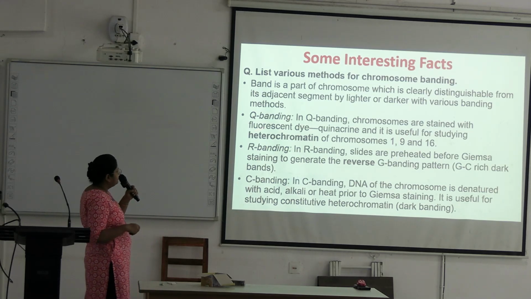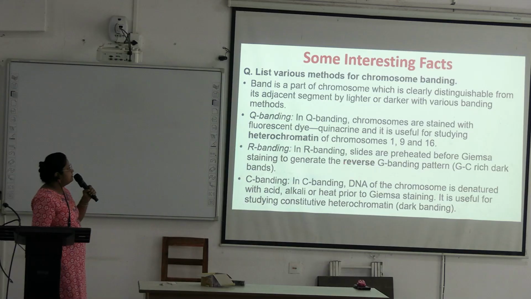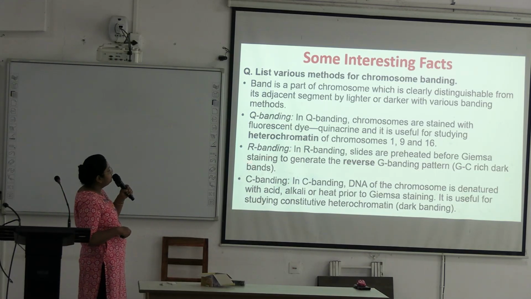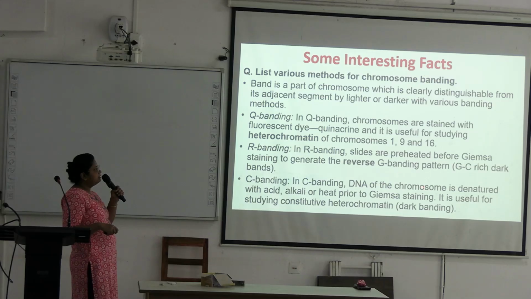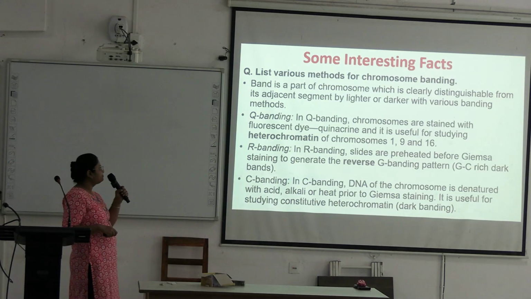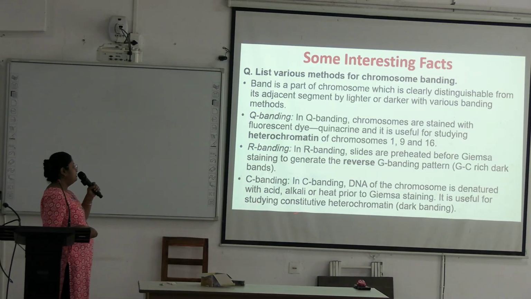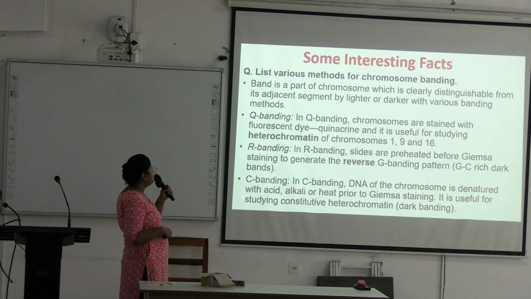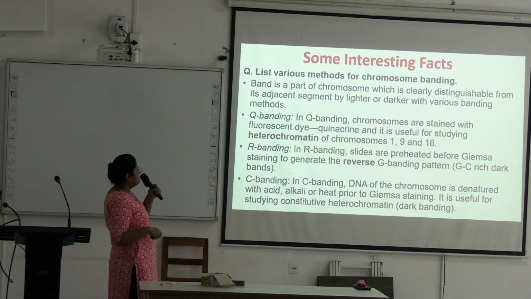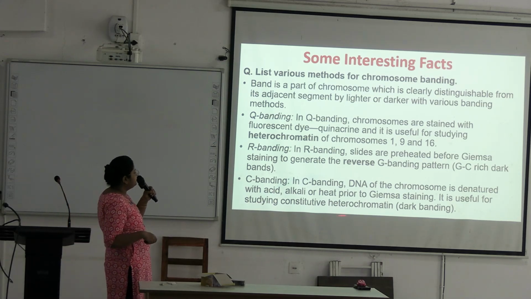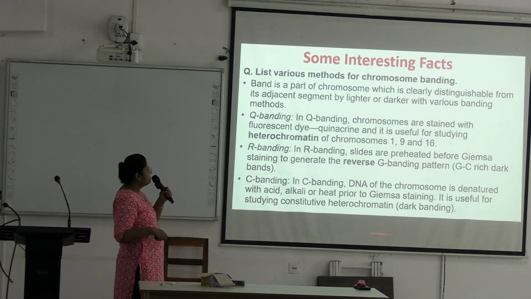Next is R banding. In R banding, slides are preheated before the Giemsa staining to generate the reverse G banding pattern, that is, GC rich dark bands. Next is C banding. In C banding, the DNA of the chromosome is denatured with acid, alkali or heat prior to the Giemsa staining, and it is useful for studying constitutive heterochromatin, dark banding.